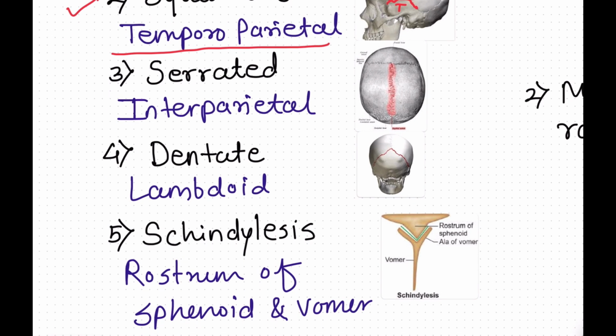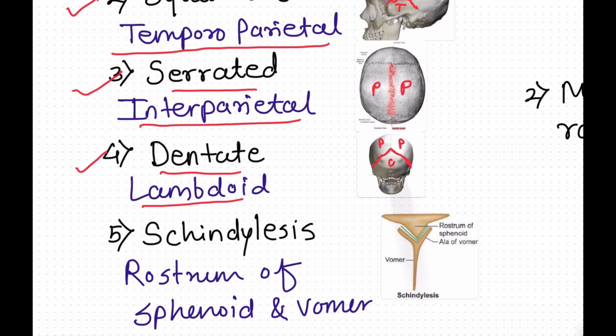Okay. The third one is serrated. Serrated suture is interparietal suture. It is joining two parietal bones. Then dentate suture. Dentate suture is lambdoid suture. It is lambda shaped. Okay. This is joining two parietal bones and one occipital bone.